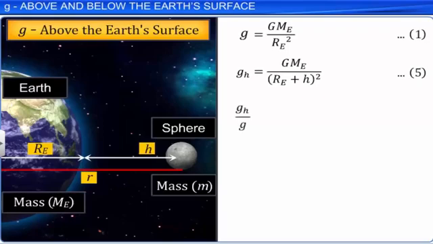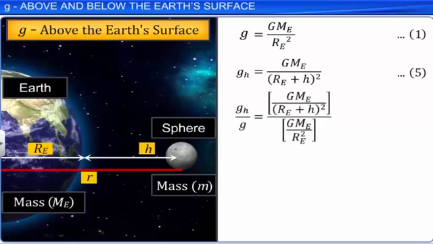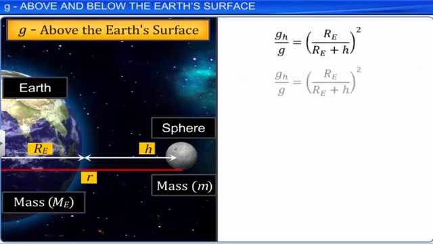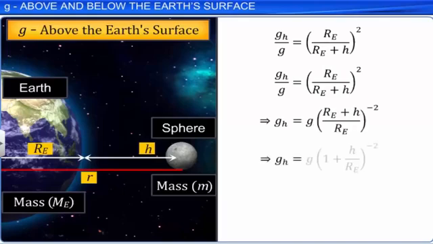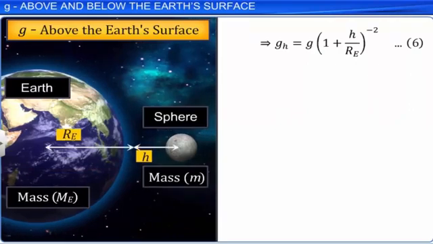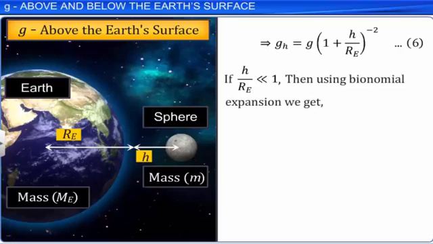Simplifying the expression, we get acceleration due to gravity at a given height as in equation 6. Gh is equal to g into 1 plus h by Re to the power minus 2. If the height of the body is much less than the radius of the Earth, then the ratio of h to Re is much less than 1. Then, using the binomial expansion of the term in the parentheses, we arrive at the expression as equation 7. Gh equal to g into 1 minus 2h by Re.